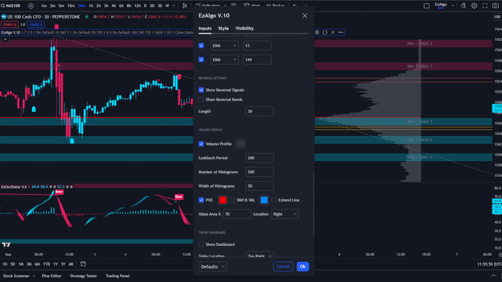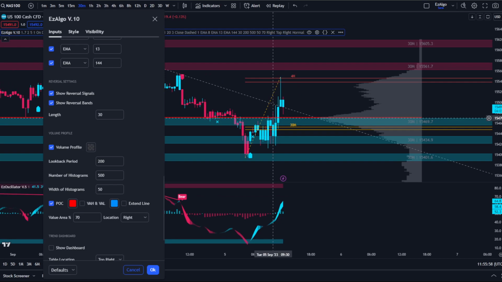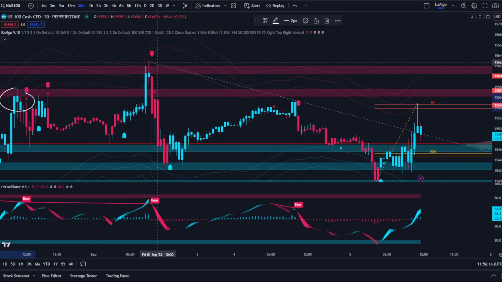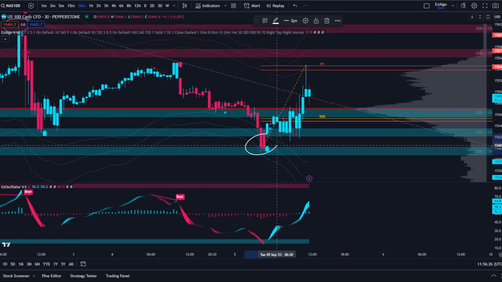All right, below that, we have the reversal bands. These are pretty self-explanatory. These were from many, many updates ago. The reversal bands just show you areas on the chart where price tends to reverse. As you can see, we tag the reversal bands, price drops. Again, reversal bands, price drops. Again, we tag the reversal bands, price goes up. Tag the reversal band, price goes down.